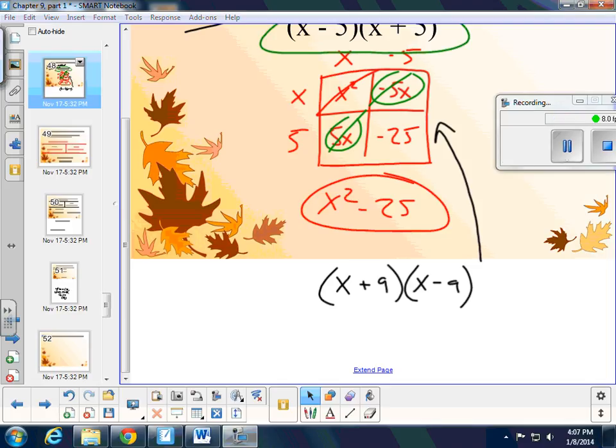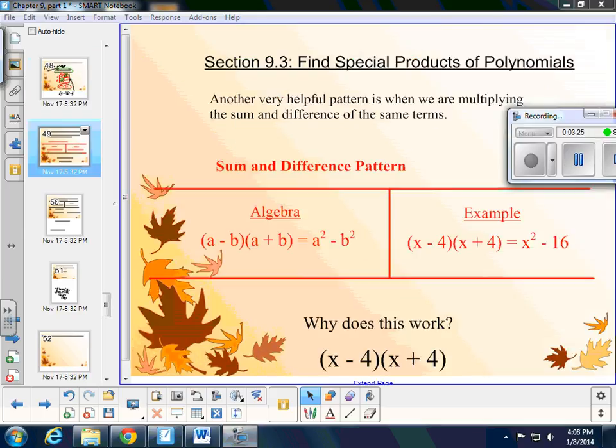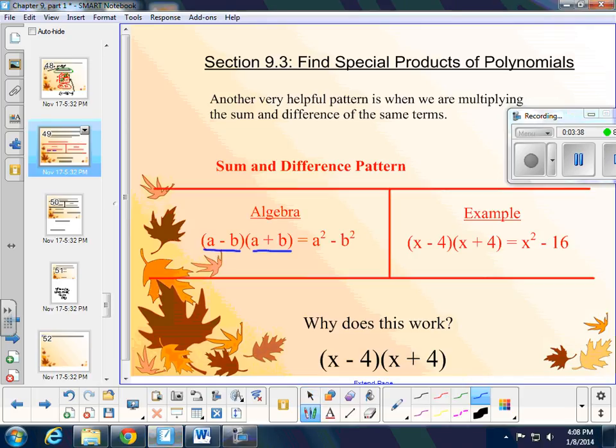On the first part of this section, here's what I'd like you to write down if you're taking notes along with me. This one's called the sum and difference pattern. And it kind of sounds like the binomials you see are just like what it says here. There's a sum and there's a difference. There's a binomial that's subtracting and there's a binomial that's adding. But if those two binomials have the same terms, they both have a here and they both have b here, and one's adding and one's subtracting, what's always going to happen is your result's just going to be a squared, so that number times itself, minus b squared.